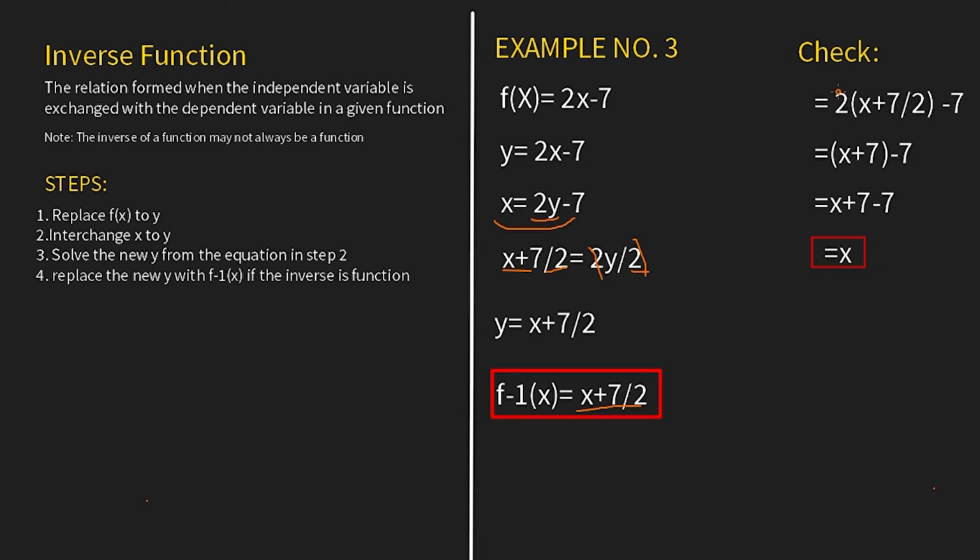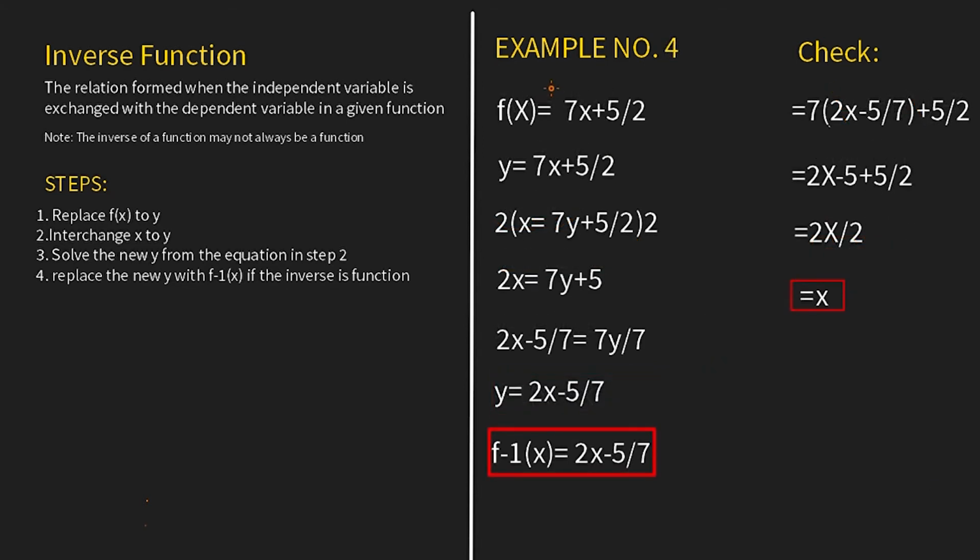So we'll cancel 2. Now we'll have x plus 7 minus 7. So if you subtract 7 minus 7, we'll have 0. Now we'll be left alone with x, which means that our f inverse of x is equal to x plus 7 over 2. Is correct.